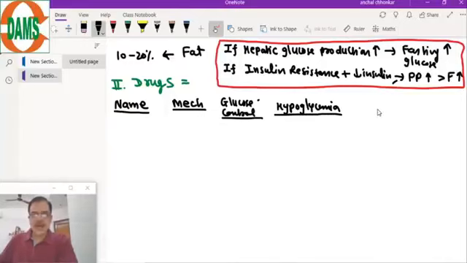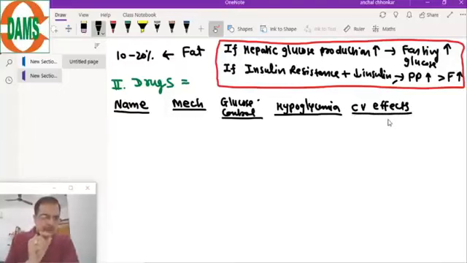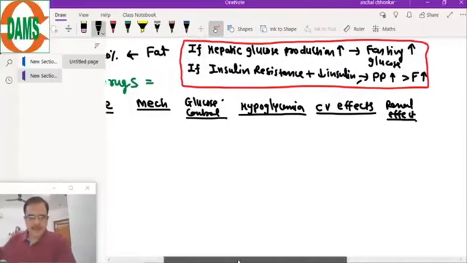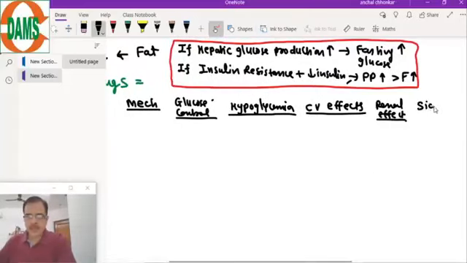Hypoglycemia. Then cardiovascular effects. Benefits of that particular drug, because the main cause of death in diabetic patients is coronary artery disease followed by renal disease. So the renal effects. And finally, the important table of side effects, unique side effects for that particular drug.